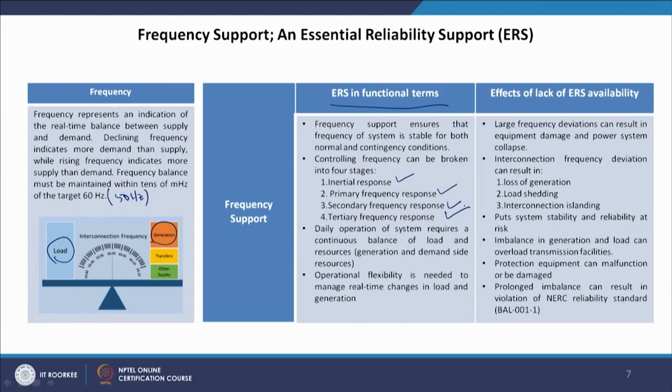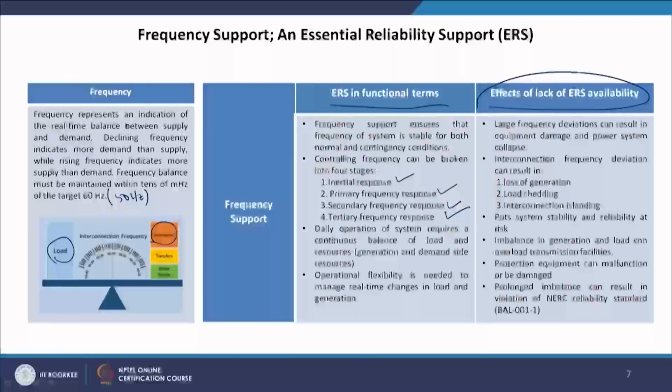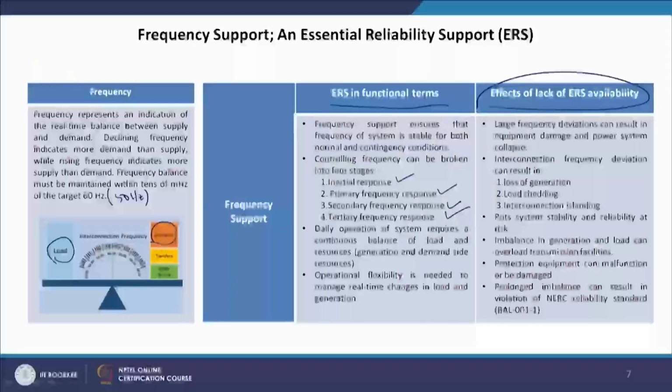Now, the effect of lack of ERS availability: if you do not have a mechanism to meet your frequency support, what are the consequences? Large frequency deviation can result in equipment damage, which is not good. We all expect 50 hertz to mean 50 hertz, with probably a small variation, but if you operate at 49.2, then it is not a good power system to me. So, large frequency deviation can result in equipment damage and power system collapse.